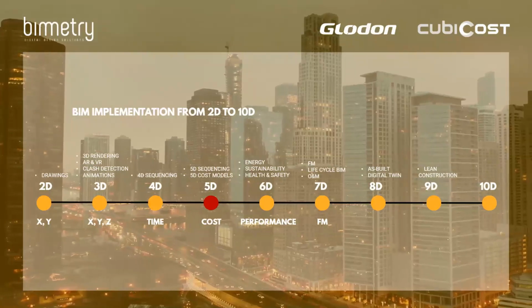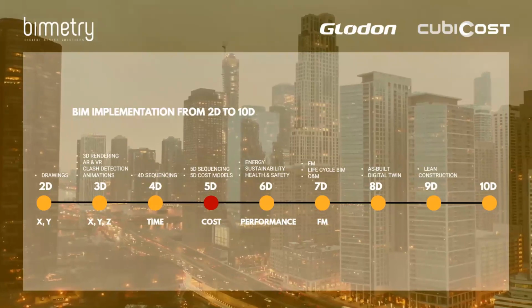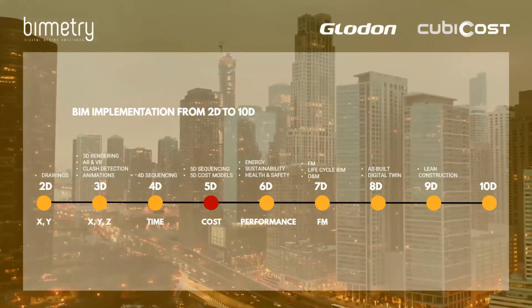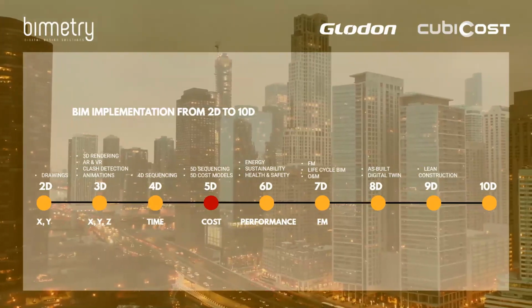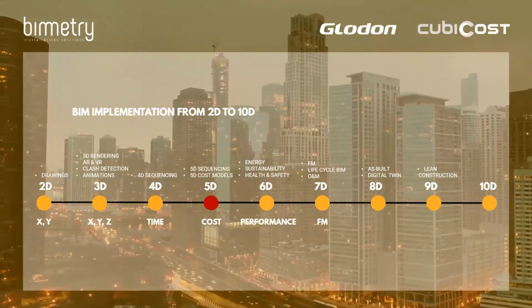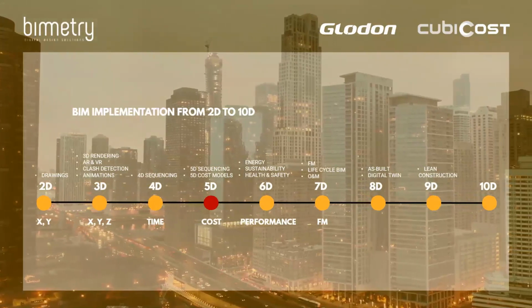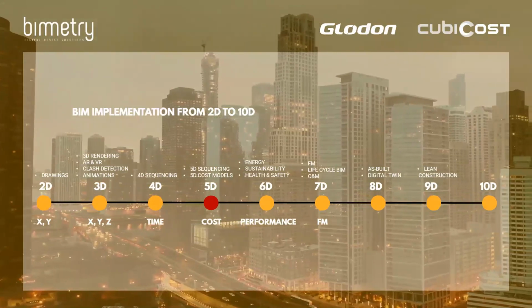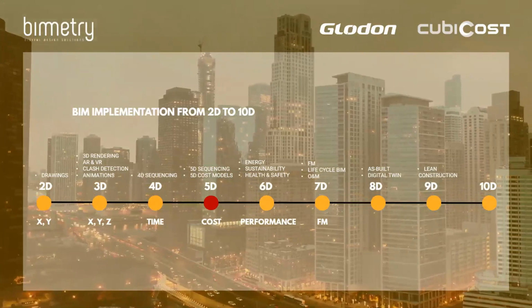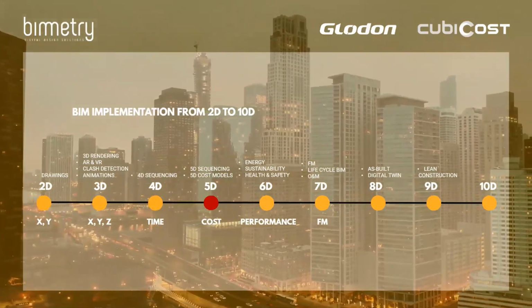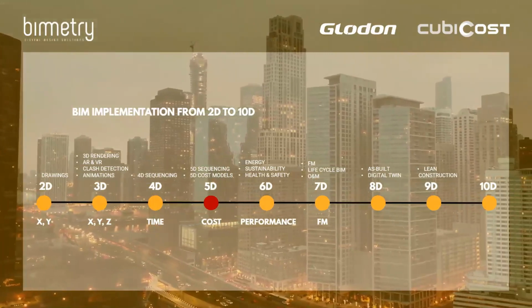6D BIM is usually when we talk about models used for energy performance simulations. So far, companies have widely adopted and implemented BIM up to 5D BIM, and the terminology is clear. From 6D to 10D BIM, we see different interpretations of these terms depending on the context.